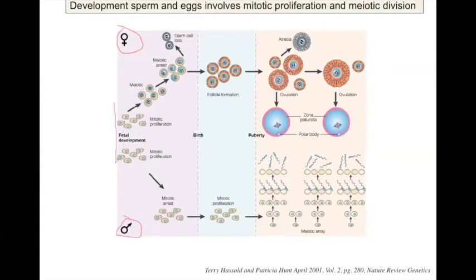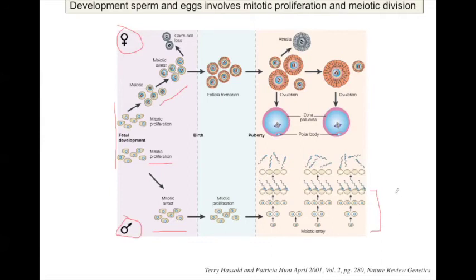During early fetal development, in both cases, there is mitotic proliferation. In the males, that is followed by mitotic arrest. The females, however, enter meiotic arrest after the mitotic proliferation. Their final meiosis is not completed until the maturation of an egg during and after puberty. Males, on the other hand, undergo mitotic proliferation and enter meiosis during and after puberty, as we see here.